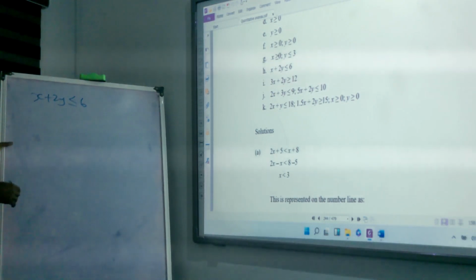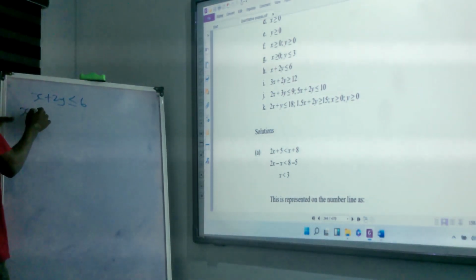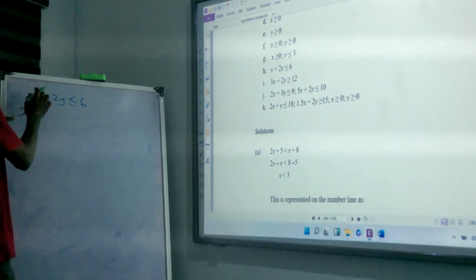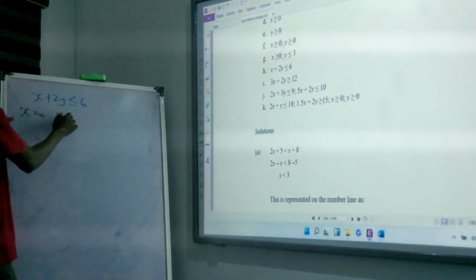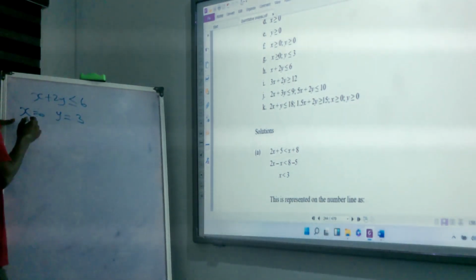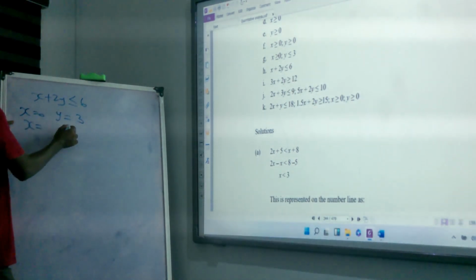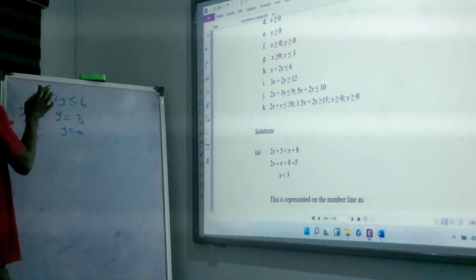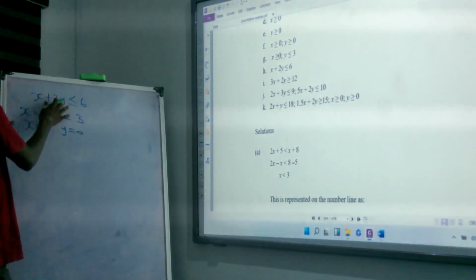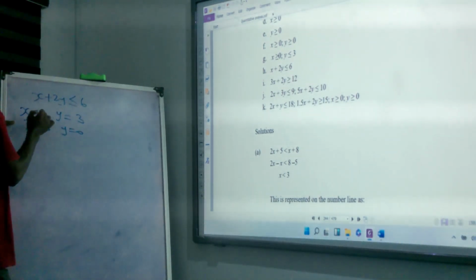So I will have to get the points. When x is 0, what is y? So if x is 0, our y will be equal to 3. And what is x when y is equal to 0? So when y is equal to 0, our x will be 6.